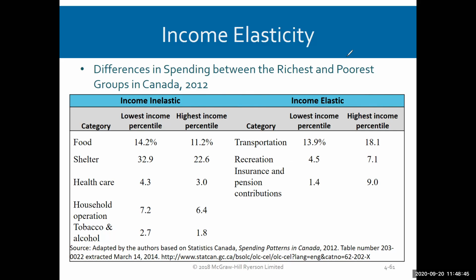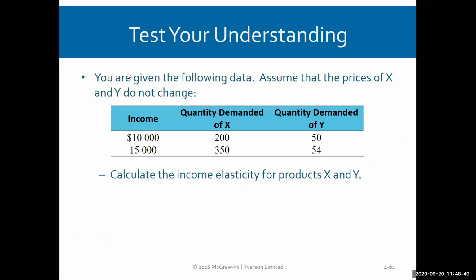Let's look at calculating one of these things. Here's an example. You're given the following data. Assume the prices of X and Y do not change. Ask yourself why we have to make that assumption. The prices of X and Y do not change because we want to zero in and focus on what happens when income changes. If price is changing as well, it'll really mess up our results. So it's that ceteris paribus thing. All other things equal, prices stay the same.